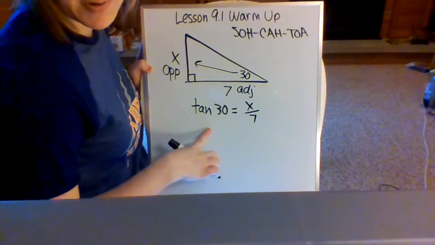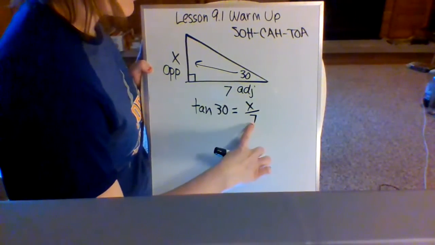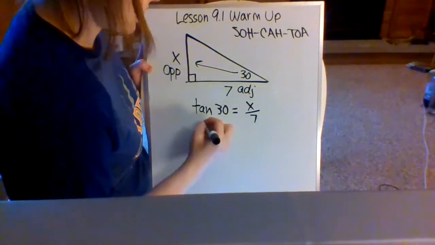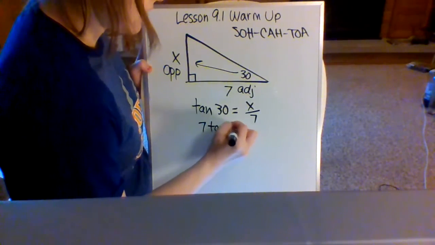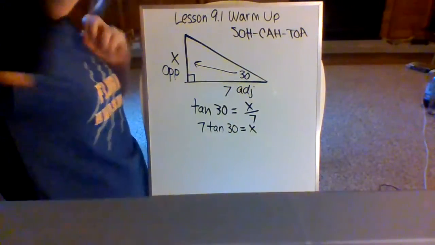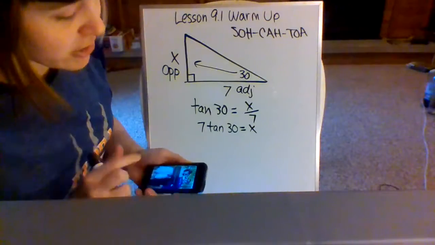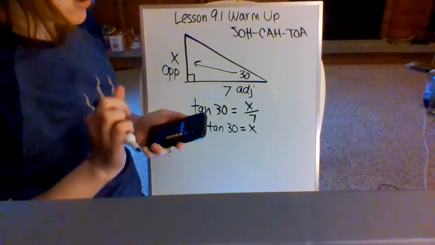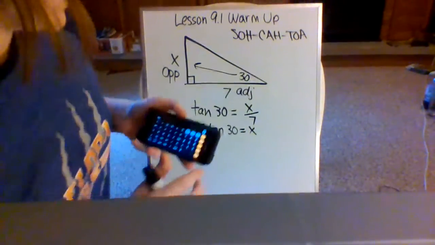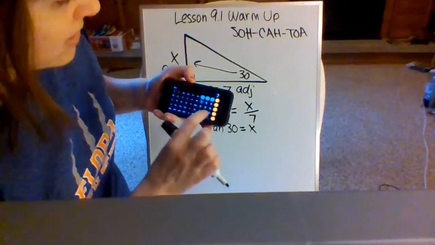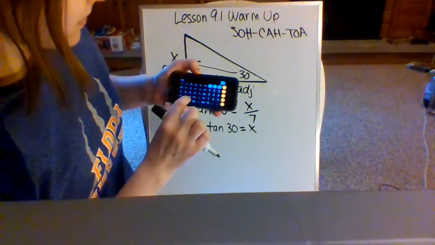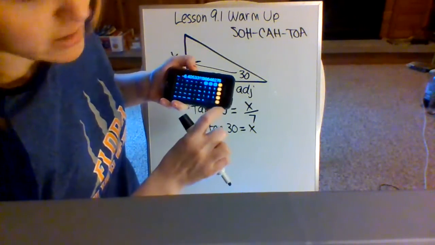Okay, now if you remember from my last video, we're going to multiply 7 times tangent 30 to find x. So 7 tangent 30 equals x. Alright, so get out your phone. We're going to use the calculator. I know your phone's probably near you, so it won't be hard to do. Okay, so calculator. You got to turn it sideways. Okay, so we're going to do 7 times 30 tangent, and then equals. Don't forget to press equals.